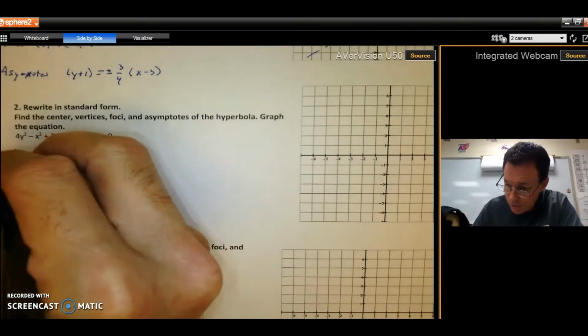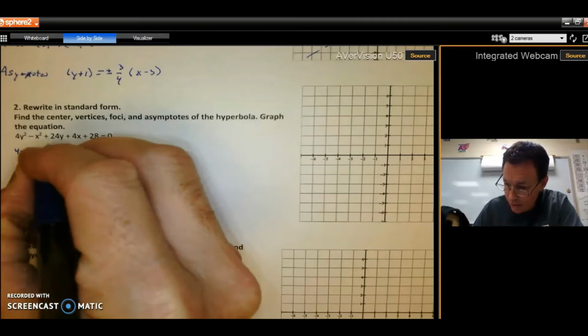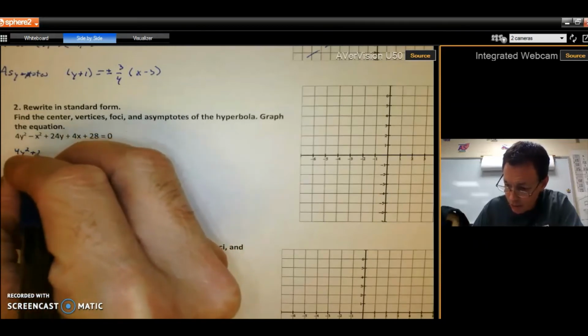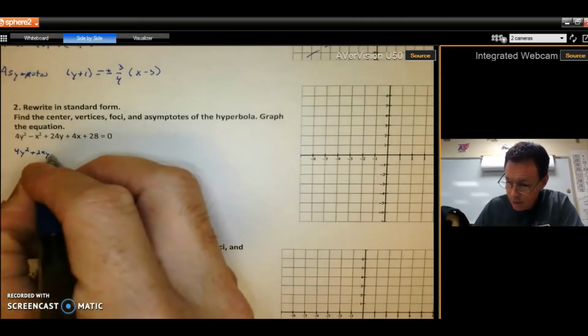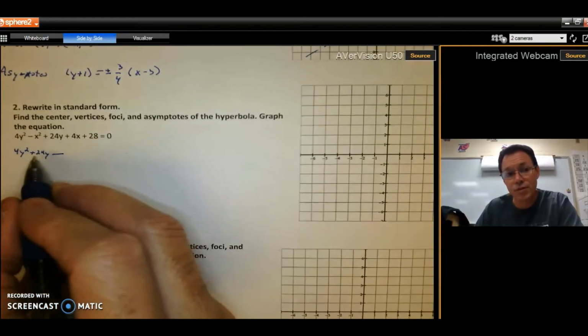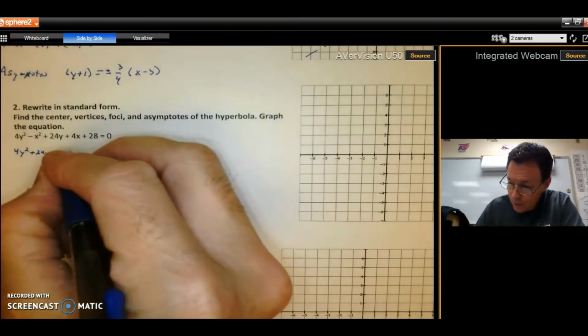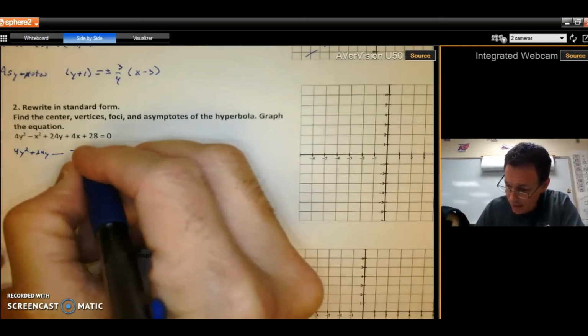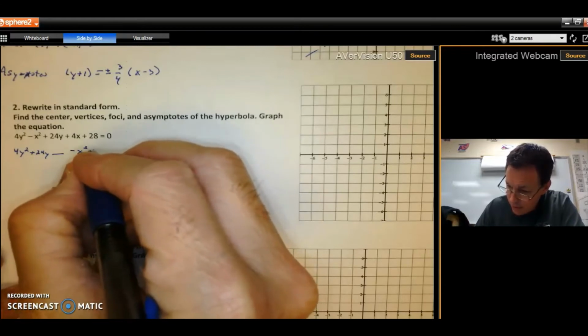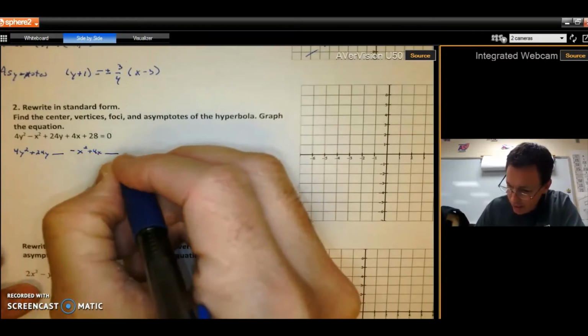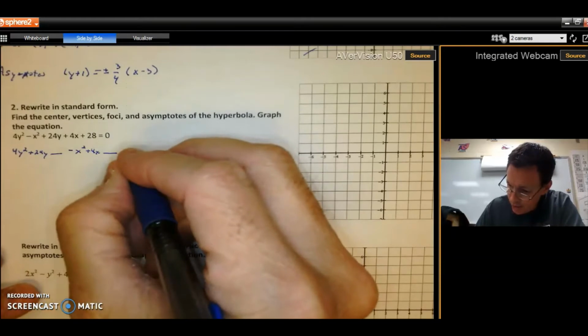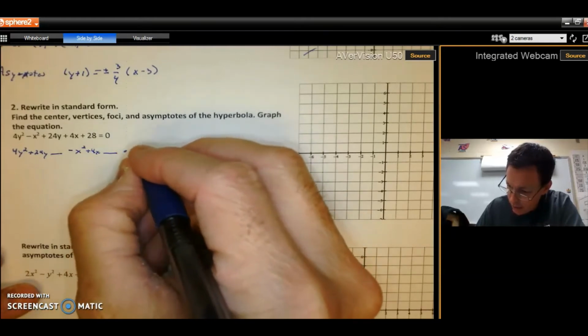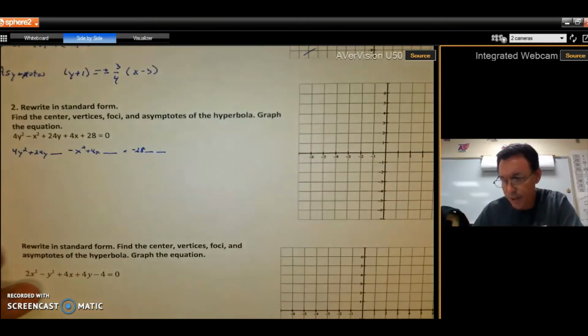So we're going to leave the 4y squared. We're going to put his buddy plus 24y, and leave a blank. We're going to put those first because they're positive. Then we're going to put the minus x squared and then the plus 4x. We're going to leave a blank. And we're going to move the 28 to the other side, so negative 28. We're going to put a couple blanks over there.